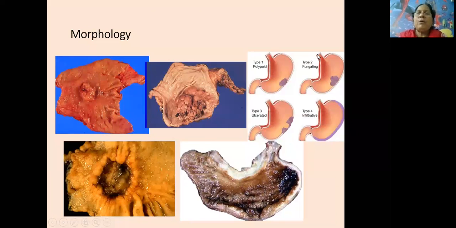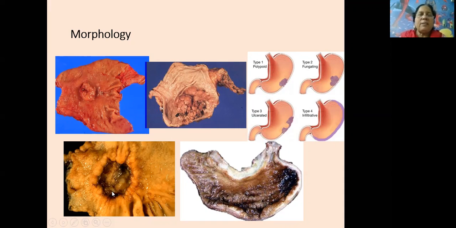Morphology: there are four types. One is polypoidal. You know about polyps, no? Fungating: the polyp becoming very large, like a cauliflower kind of thing. Then the ulcerated type. Next is the diffuse infiltrative type. See here, type 1 polypoidal: the polyp like this, standing out. And the fungating type like this. Grossly it appears like fungating.